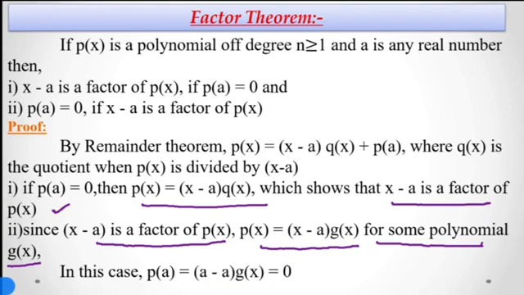p of a equals, in the place of x just replace a, we get a minus a equals 0. So 0 into anything we get 0. That means p of a must be equal to 0. P of a is nothing but the remainder. So just go back to the remainder theorem and we consider that p of a as the remainder.